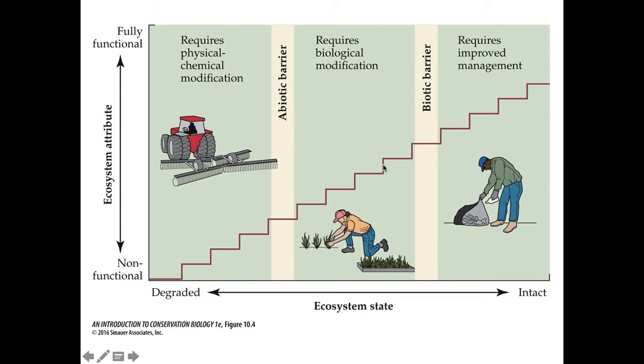And then once you go through this biotic barrier, there may just be improved management. So if it's a fire-dependent ecosystem, we may need to make sure there is prescribed burning at some regular interval. We may need to continue to remove invasive species. But whatever it is, it may just need a little bit more help once a lot of the species are there and the abiotic environment is where we want it to be.